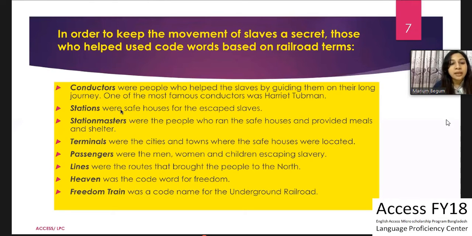Okay, so can I have one person to read this out? The first one, conductor.